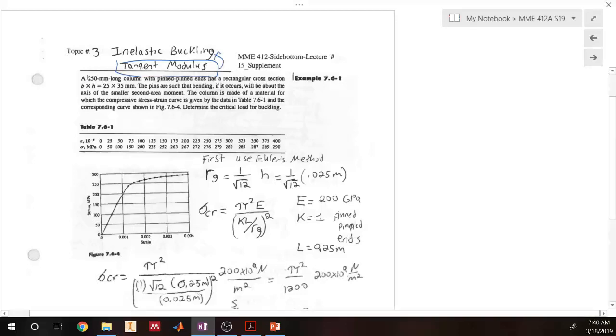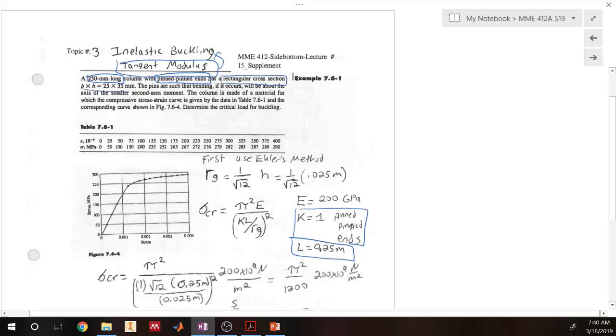We're first given the length of the column, which is around 0.25 meters. We get that the column has a pinned end condition, so we know that the K constant will be equal to 1. And it's given that it is a rectangular cross-section column with these dimensions here.